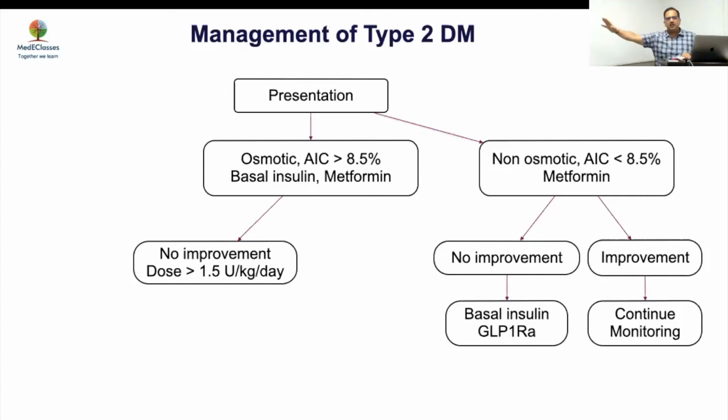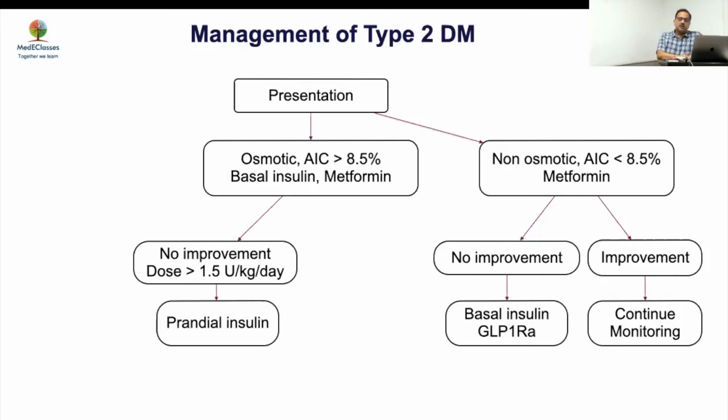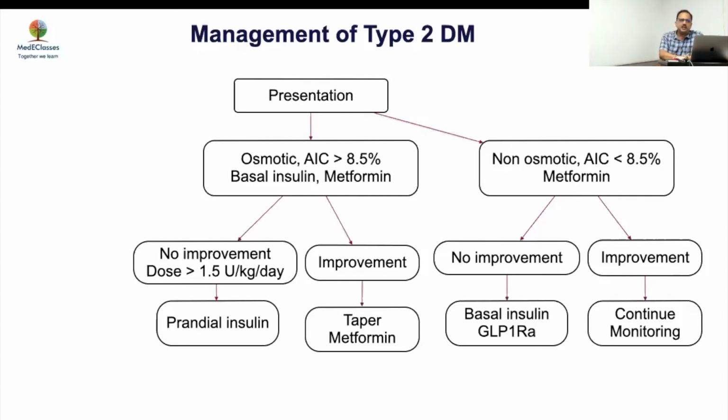I will not wait for 1.5. As soon as you are requiring 50 units, 60 units of glargine, it is better to use a basal bolus, which is very, very important. Or you add in that setting a GLP-1 receptor analog. If there is improvement, you try to taper in that regard.